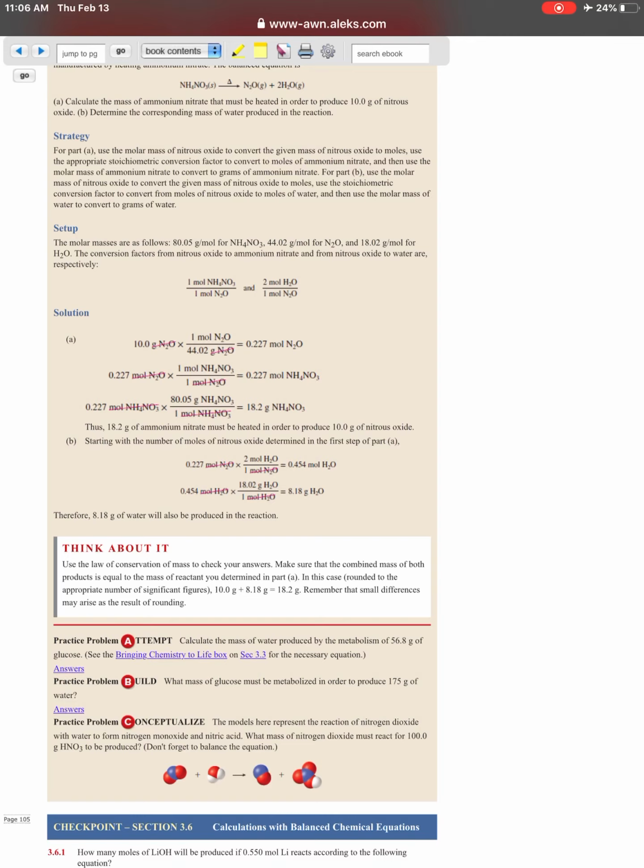So NH4NO3, 80.05 grams per mole. How did that come about? Nitrogen, 4 hydrogens, another nitrogen, and 3 oxygens. Add those molar masses and you get 80.05.